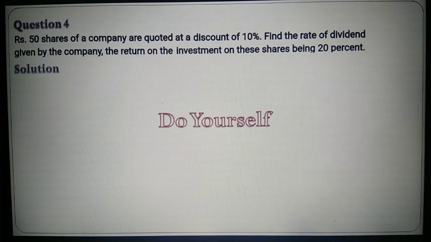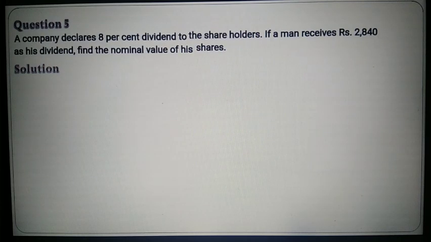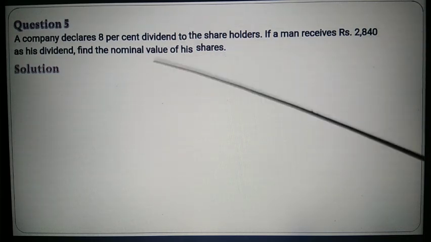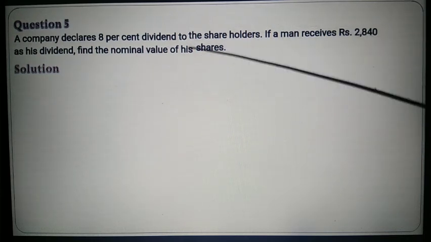Since this question is quite easy compared to earlier problems, and is also similar to them, you will try by yourself. Okay, let's see this question. The question says, a company declares 8% dividend to shareholders. So the rate of dividend is given. A man receives this much as his dividend. So dividend is given. You need to find the nominal value of his shares. Okay, so let's see how to do this.